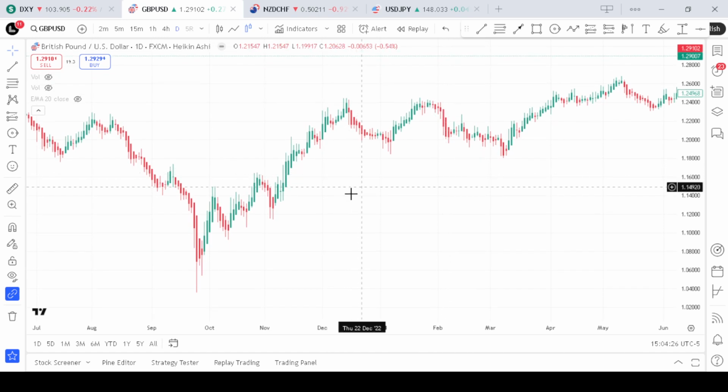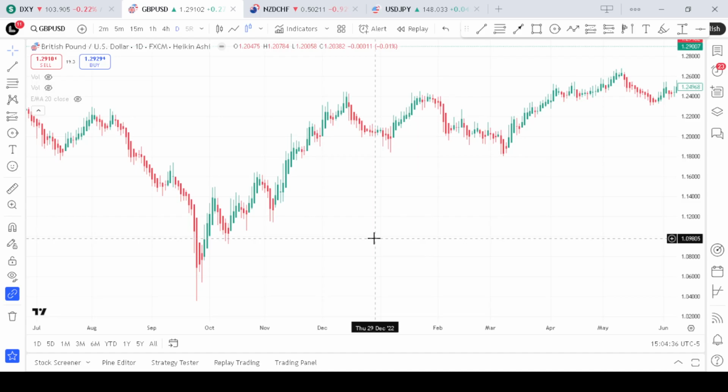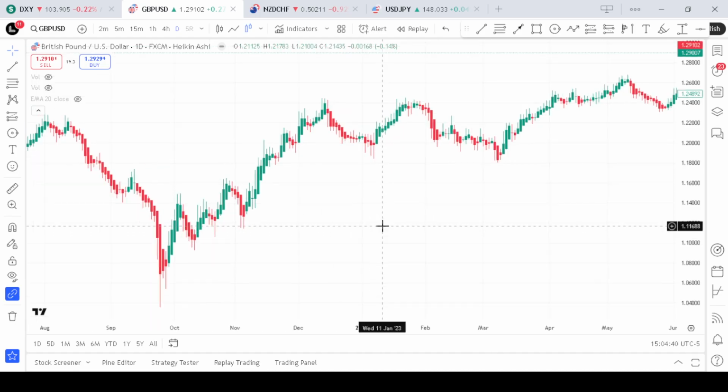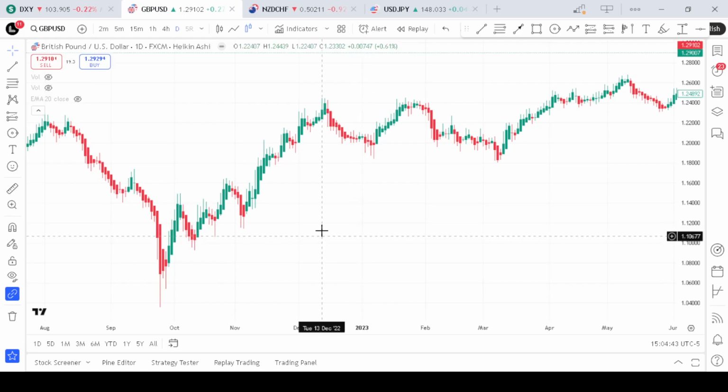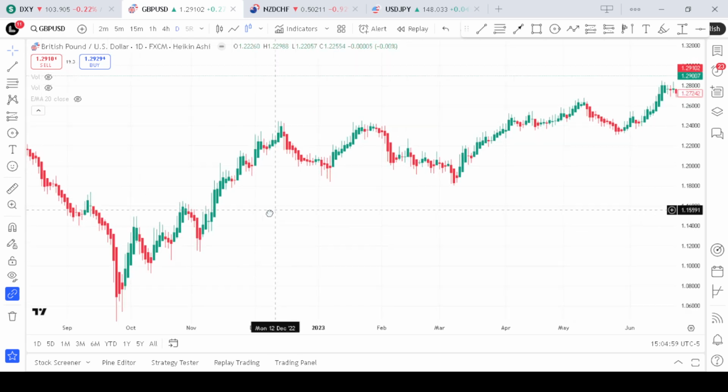Now let's break down the Heikin Ashi strategy. We have to break down how to use the Heikin Ashi to spot bullish and bearish trends, as well as how to determine entry and exit points for your trades. For a bullish trend signal, the bullish trend is identified when the Heikin Ashi candles are green and have no lower wicks. As long as the candles remain green and the lower shadows do not appear, the uptrend is likely to continue.